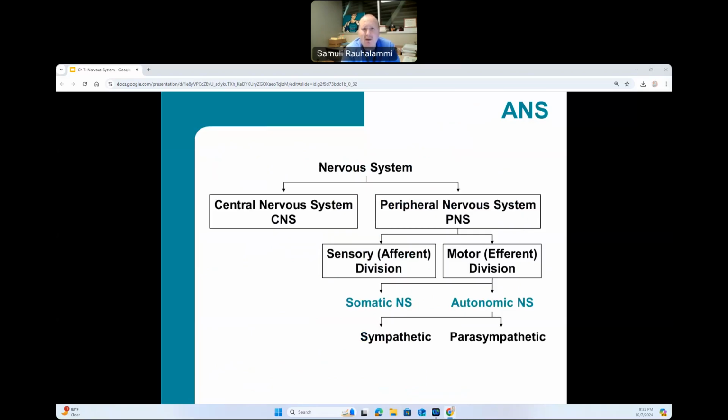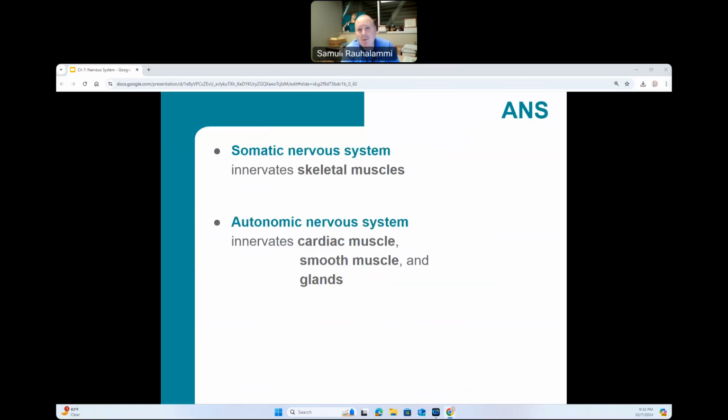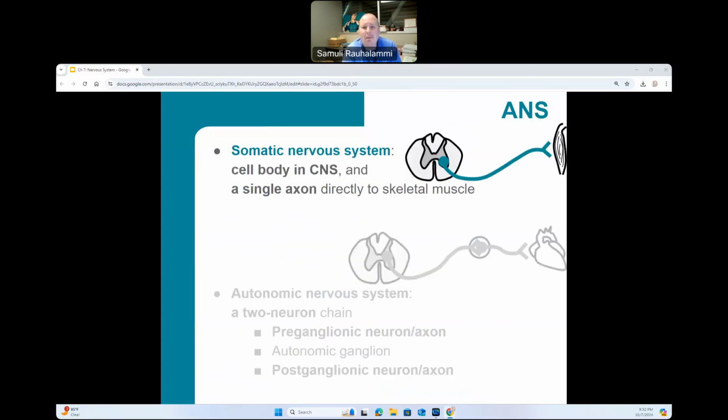So let's return back to this slide again, and I want to highlight how the autonomic nervous system differs from the somatic nervous system. And although both of them have motor fibers, the biggest differences that we see are in the effects, the efferent pathways and ganglia, and the target organ responses to neurotransmitters. Let's have a look at that a little bit. So let's start with the somatic nervous system, which was all about innervating the skeletal muscles.